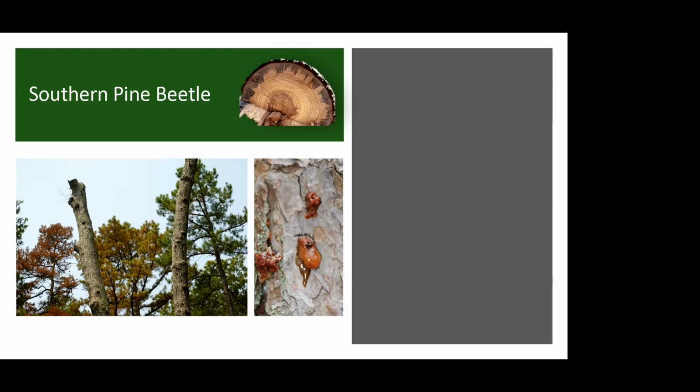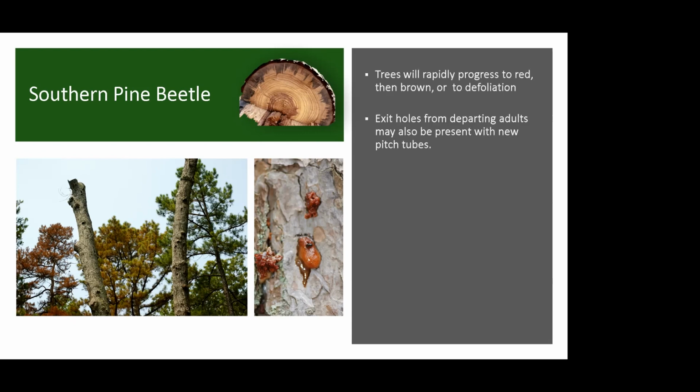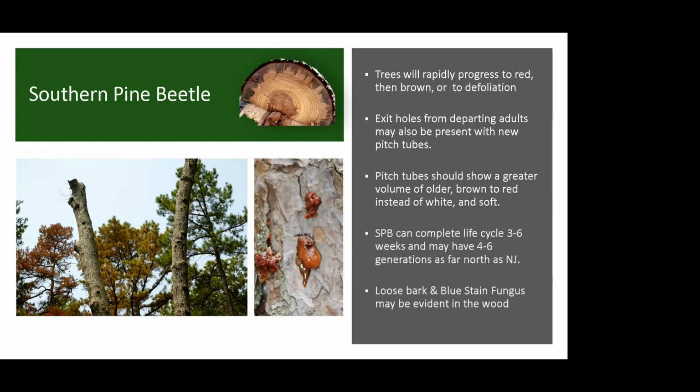And also, if you'll notice next to the name southern pine beetle, there is the blue stain that is being brought to the tree by the beetle to act as food, which can also kill the tree. So it progresses rapidly from red to brown to defoliation. The exit holes from departing insects will be seen. Remember, they would be exit holes with sawdust instead of pitch tubes. The pitch tubes will be older, browner, redder instead of white and soft. And again, you can have as many as 4 to 6 generations as far north as North New Jersey. And the further south you go, the more generations that occur.